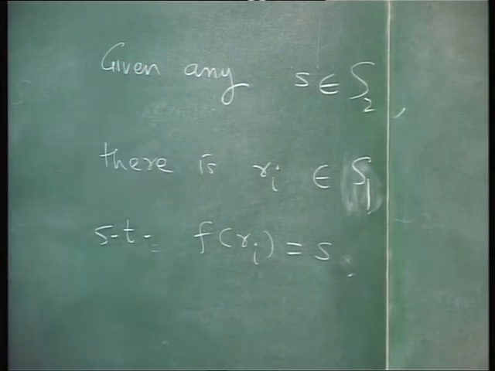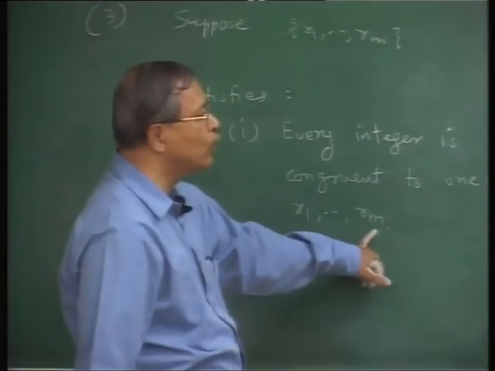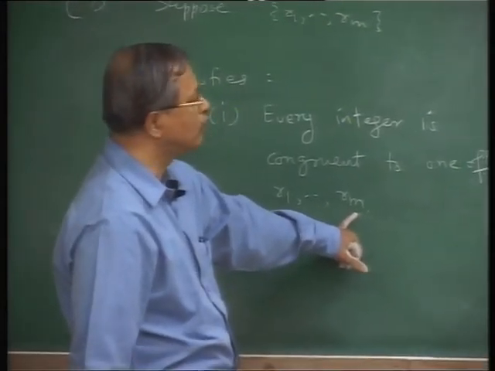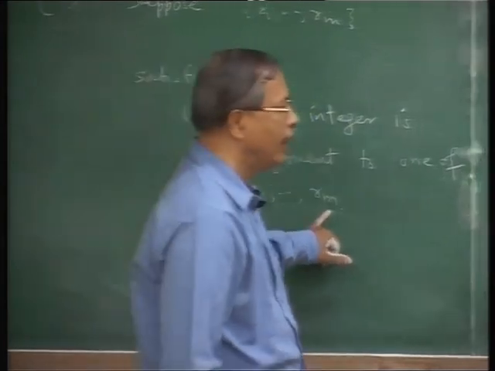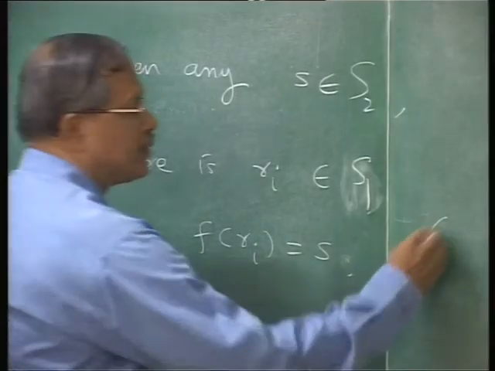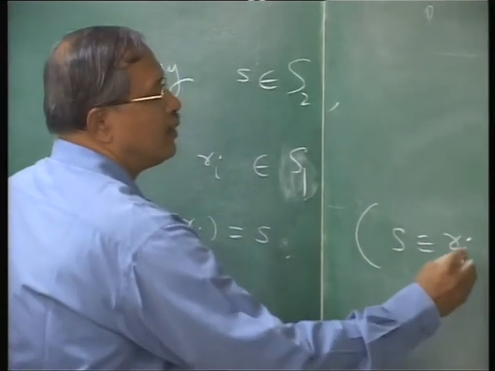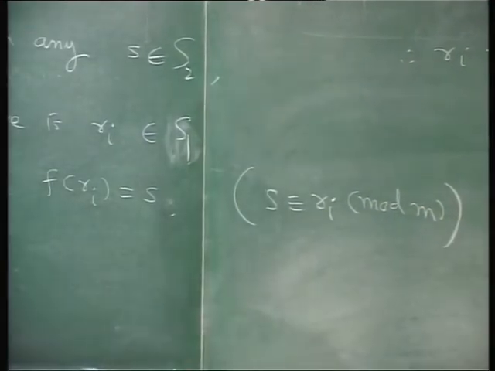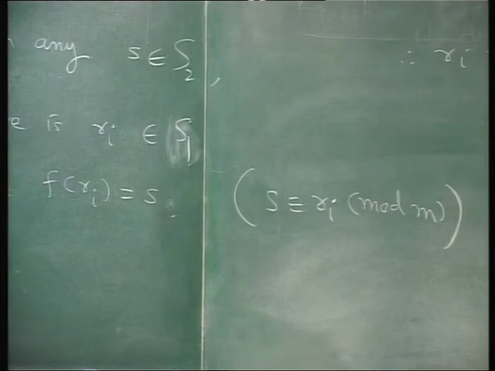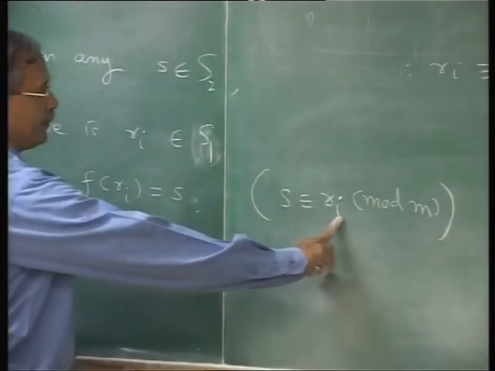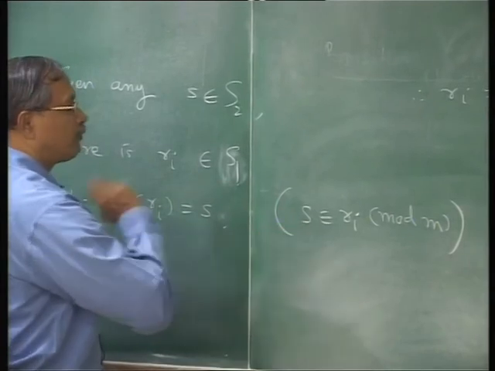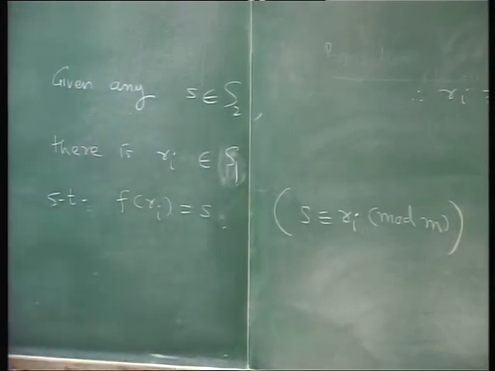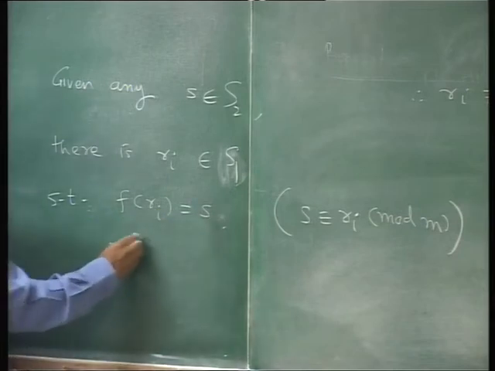That is because every integer is congruent to one of R1, R2, Rm. So if you take S in S2, S is congruent to one of Ri. So let us say S is congruent to some Ri mod m. And so what is f of Ri? Ri can be congruent to only one of these numbers 0, 1, 2, etc. up to m minus 1 because they are incongruent. And so f of Ri is equal to S. Therefore, f is onto.